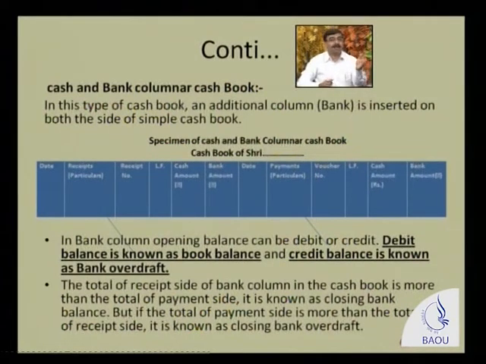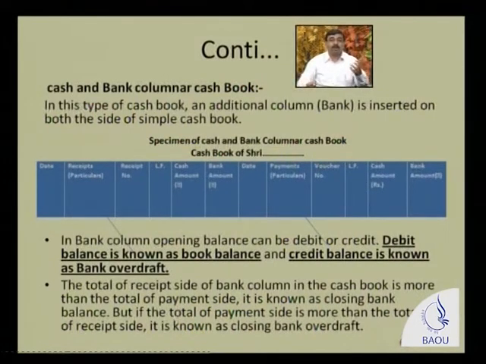First column is date, then the receipts, then we record the receipt number, then the ledger folio number, then two columns. If you are preparing for cash and bank, the first is the cash column and the second is the bank column. Now on the payment side, in the same way: date, payments, voucher number, LF, then cash column and bank column. So in the simple cash book, only one additional column is added on each side.